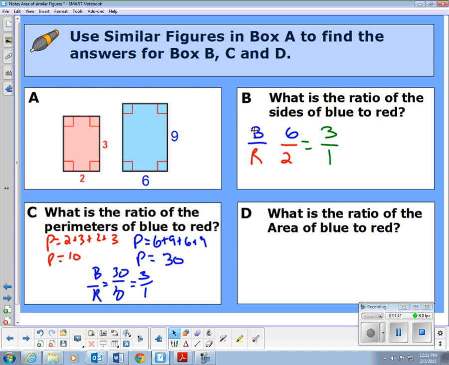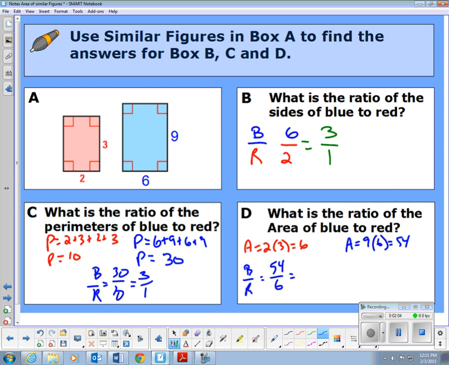Next, we have to do the area. The area of the blue would be 9 times 6, which is 54. And the area for the red will be 2 times 3, which is 6. Now when I compare the areas, this time of blue to red, I get 54 over 6. That's my blue to red ratio, which reduces to 9 over 1.